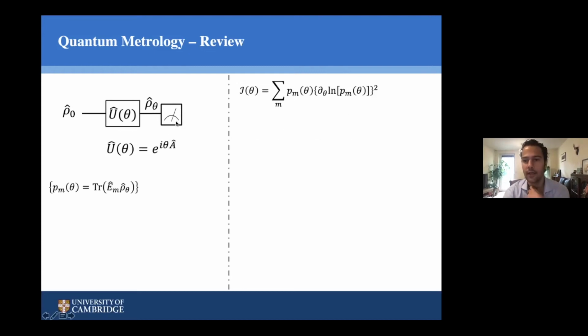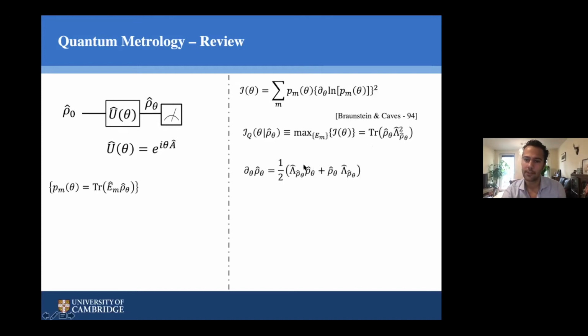And already in 1994, this question was asked and answered in a beautiful paper by Braunstein and Caves, where they show that if you make the best possible measurement, so you maximize the Fisher information over the measurement operators, you get a Fisher information that's given by this very simple and beautiful formula. It's just the trace of rho times lambda squared, where lambda is this thing called the symmetric logarithmic derivative, which is implicitly defined by this equation here.